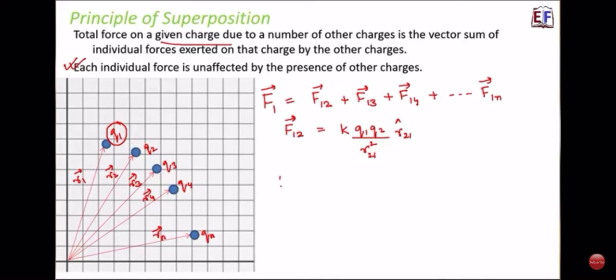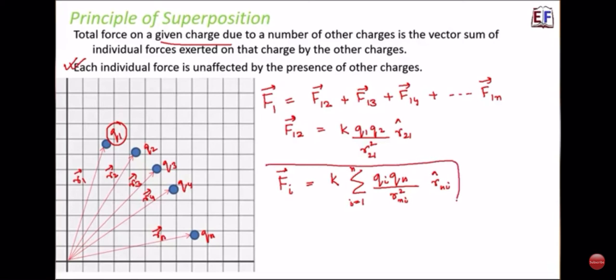So in general, we can say that force on any charge qi is given by k summation of qi qn divided by r square ni, times the rni unit vector. Now it looks complicated, but actually I have written the same thing just in terms of a general formula. Right? So if you put the value of i as 1, this is what you will get.